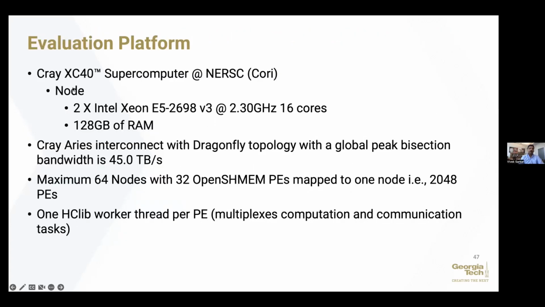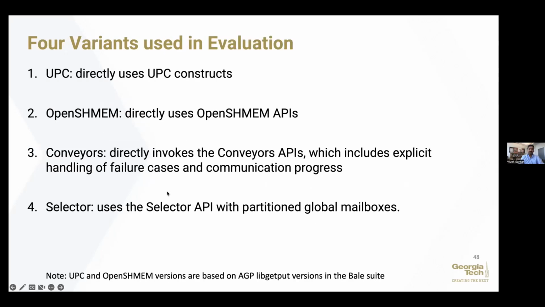So really quickly, some evaluations. This was also done on Cori, which has a Cray Aries interconnect. And we go up to 2K PEs with 64 nodes. It's all CPUs, no GPUs being used for this. Each PE is multiplexing the original computation task, like the blue bars I showed earlier, and the communication task, the red bars.